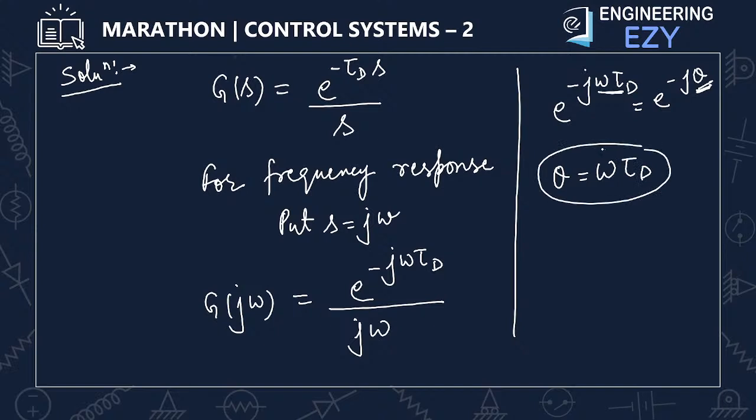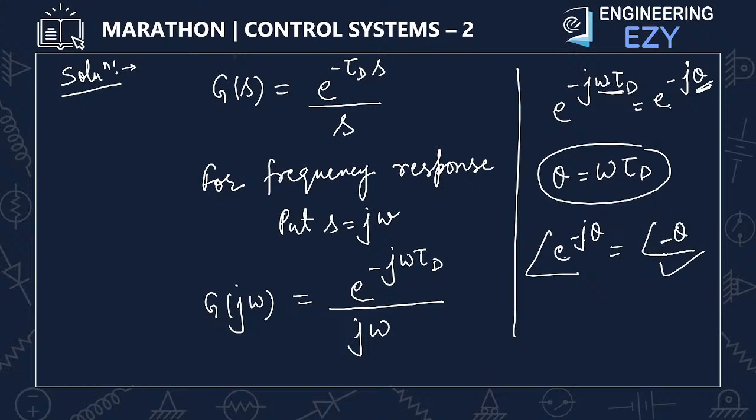I hope it is clear. Because if the expression is written like this, e to the power minus j something, you can directly compare e to the power minus j theta. And the angle of e to the power minus j theta is minus theta. I hope everyone it is clear. So the angle of e to the power minus j theta is minus theta.